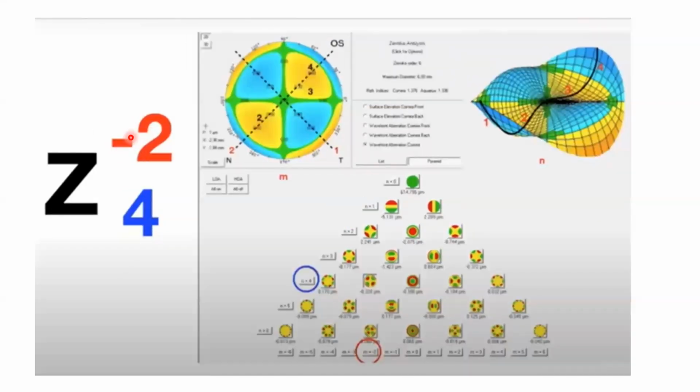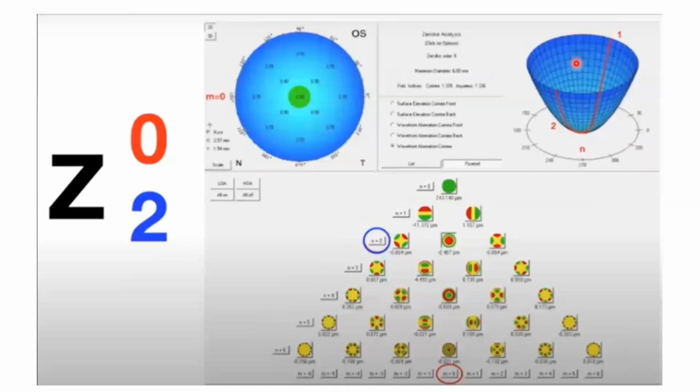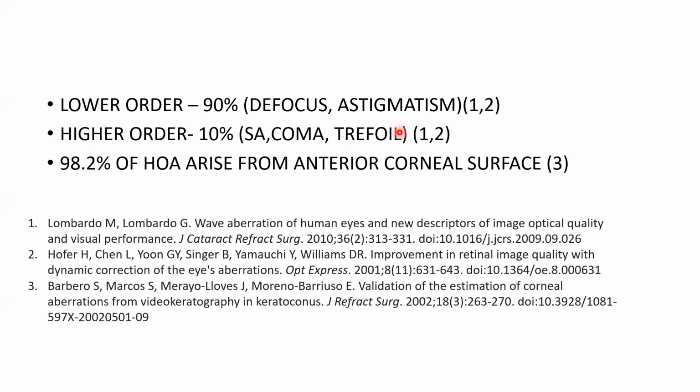Again, Z minus 2 and 4. So we have two vertical meridians, which is minus 2, and four slopes along each meridian. This is the first slope, second, third, and fourth. In spherical aberration, there is no meridian, so it is denoted as 0, but there are two slopes, so we denote it as 2. So I hope this is clear.